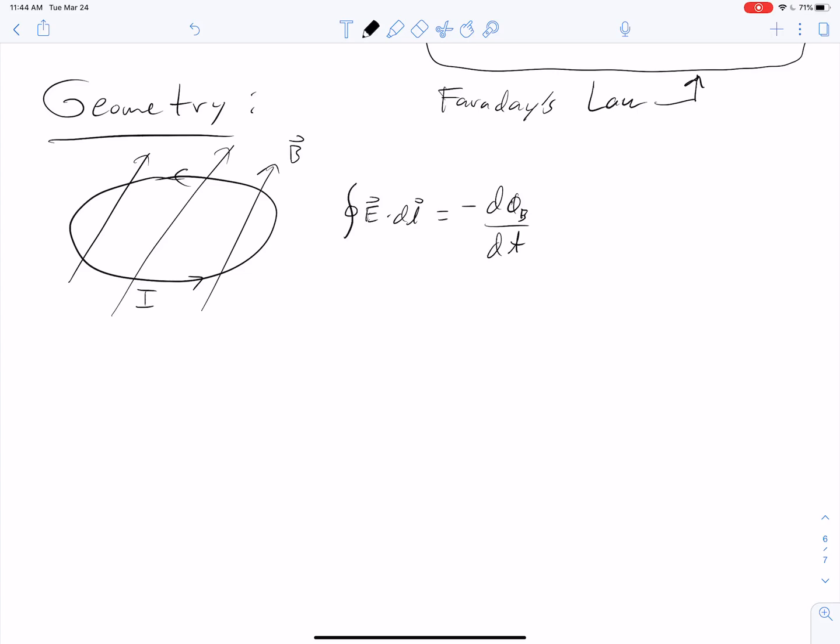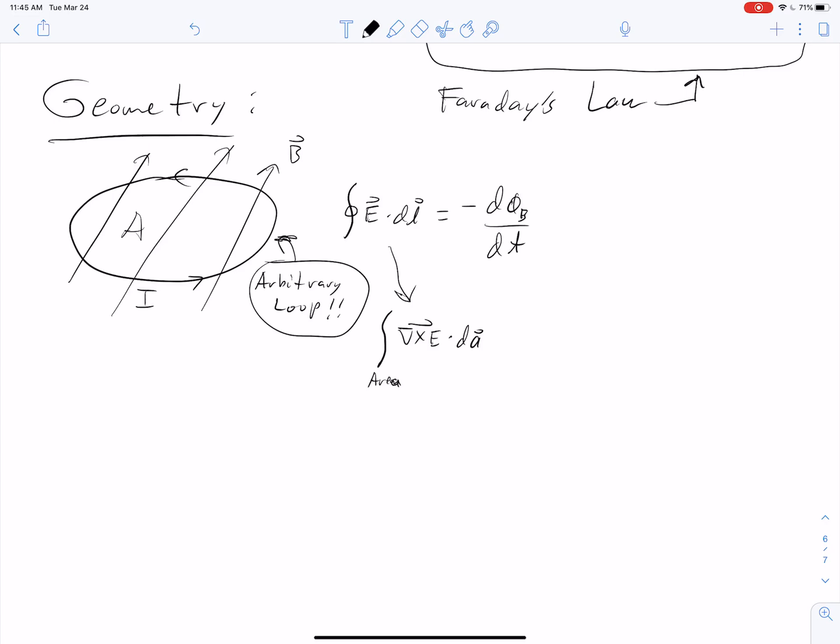But this is for an arbitrary size loop. Remember, this is for any arbitrary loop. And so let's take a closer look at this equation, because for any loop I have an area of my loop, and I can use Stokes' theorem. And so I know that the integral of E dot dl is going to be the integral of del cross E dot dA over the area of the loop.